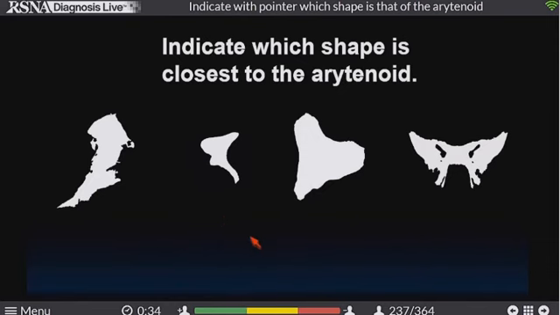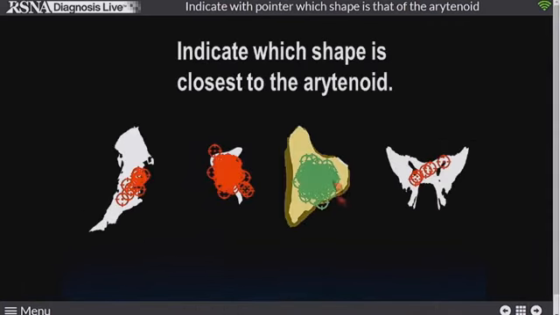All right. We can get up to 250. We'll let you off the hook. Any last votes? All right. Well, this is it. This is the arytenoid, and it does look a little bit like Quebec, I presume. But all right, let's look at what some of these other ones are.